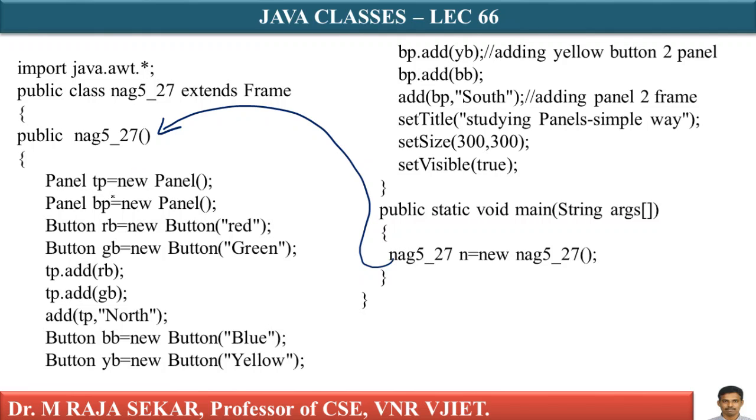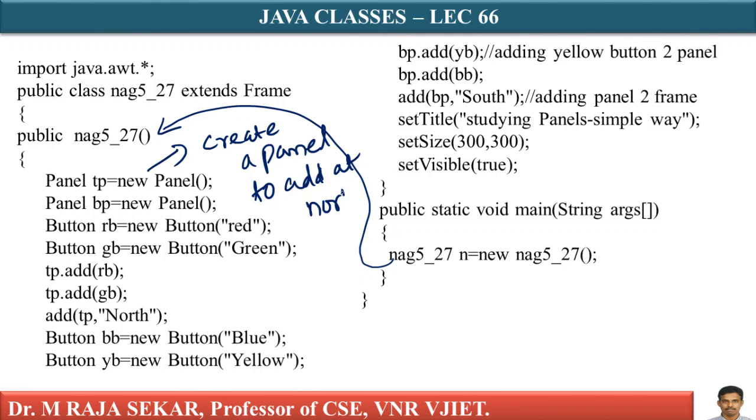Let me create a panel. Panel is a predefined class which is in the AWT package. Here what am I doing? Panel TP equal new Panel. TP means top panel. What is the meaning of this? I am creating a panel to add at north. Top means north, isn't it?